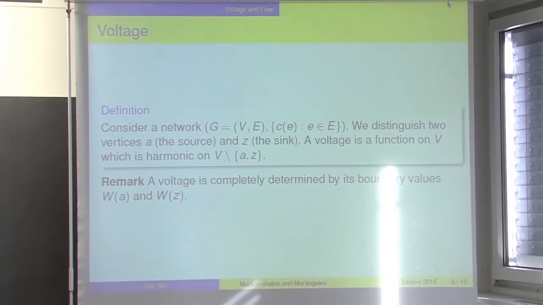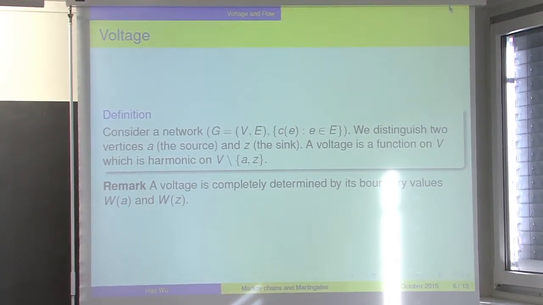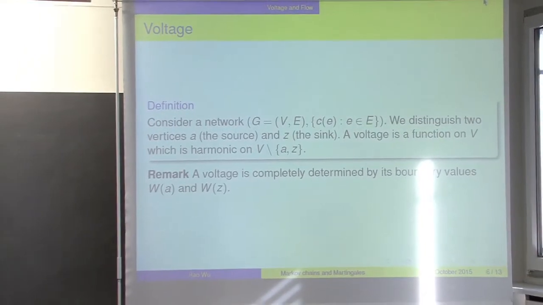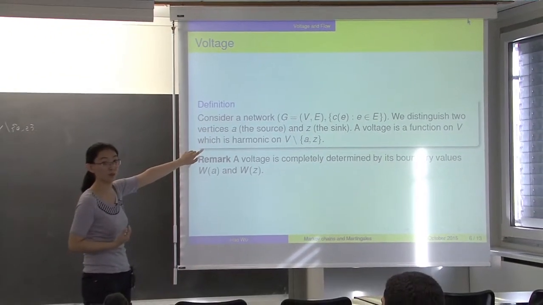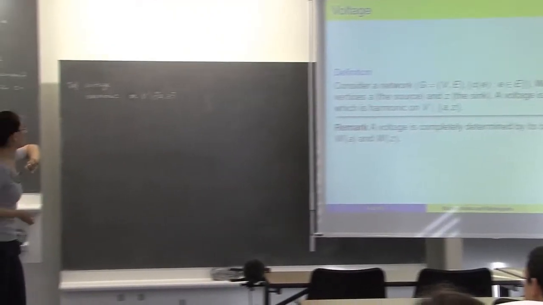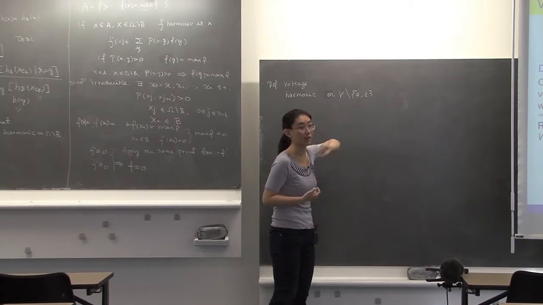On the set of vertices, but we remove two vertices. One is called A, the other is called Z. So for a network, usually we will specify two vertices. One is A, we call it the source, and another one, Z, is called the sink. And the voltage is just a harmonic function on the set of vertices except the source and the sink.